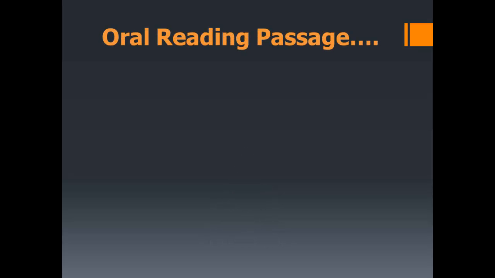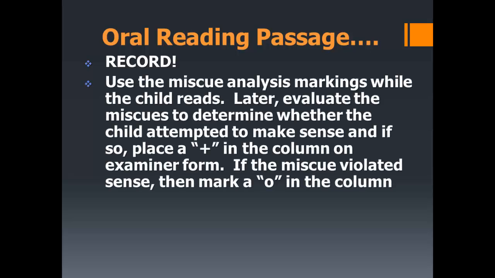Now, oral reading passage. Did you see this? Loud and clear. Record. Record the entire time, even when silent reading. Why? You can later on, if you need to, measure the time. So, with oral reading, you're going to use the miscue and Alice markings as the child reads. So you have the sheet in front of you, the child's reading, and you are marking on the examiner form any and all miscues made by the student.